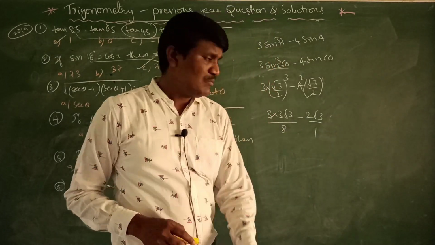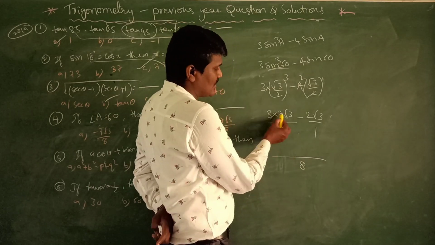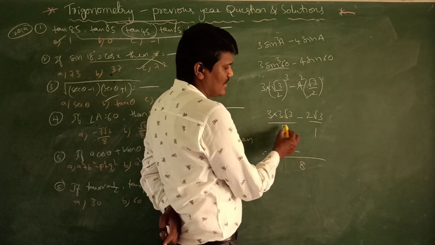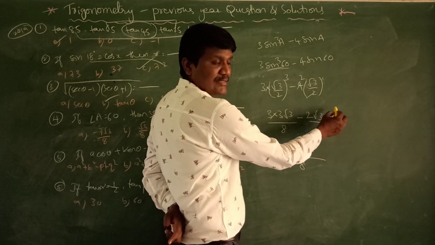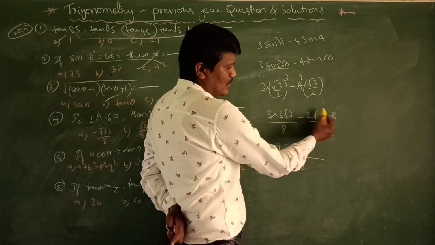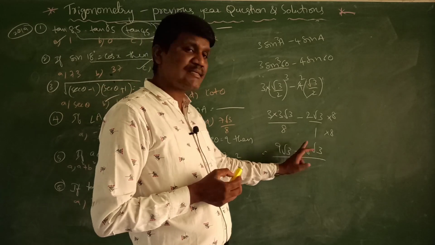Okay students, now you take the LCM. LCM is 8. So 3 3 is a 9 root 3 minus, so if the LCM is there, so do into 8 into 8. So this will be 8 2 is a 16 root 3. So 9 root 3 minus 16 root 3.